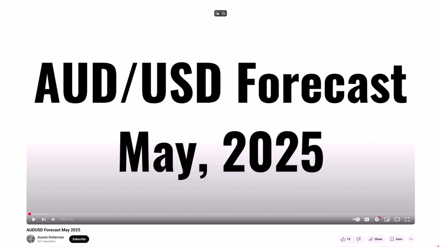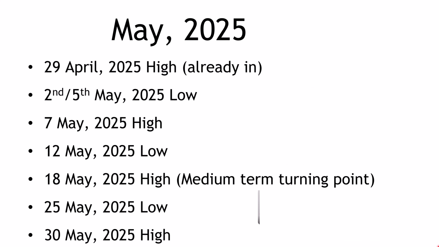So with the Australian dollar, US dollar, I did put together a forecast for May 2025. You can find that on the channel, and you can see that it was published on the 30th of April, so it was done in advance. These are the dates. I won't spend too much time on them because we'll have a look at how they came in. But I had 29 April high, 2nd or the 5th of May low, etc., all the way down to the 30th of May high there.